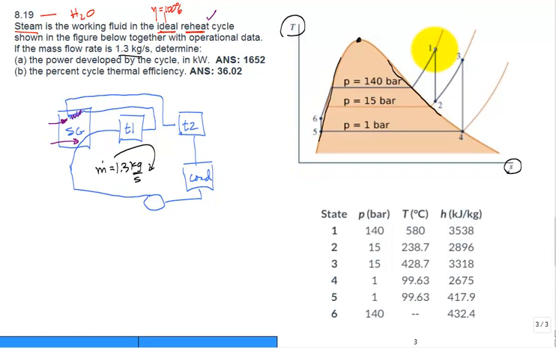So state 1 is right here coming out of the steam generator before the first turbine stage. State 2 is after. State 3 is after the reheat. State 4 is after that second turbine stage. State 5, it comes out saturated liquid at state 5, that's after the condenser.